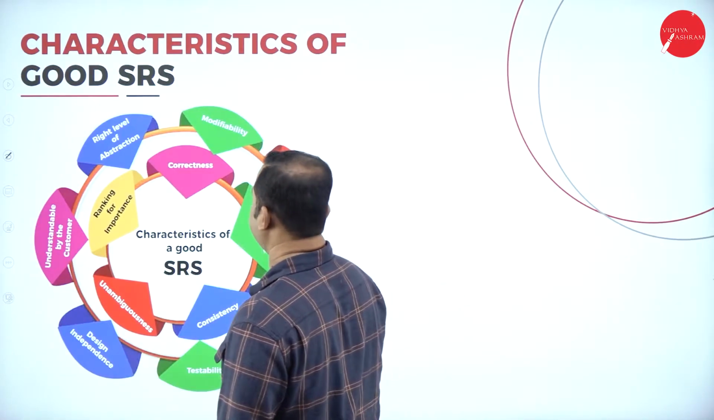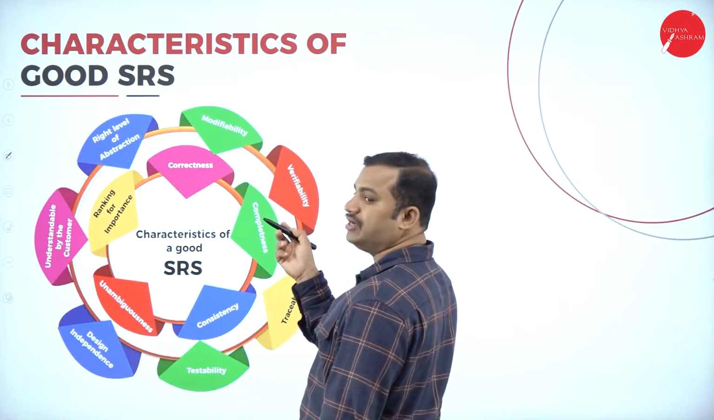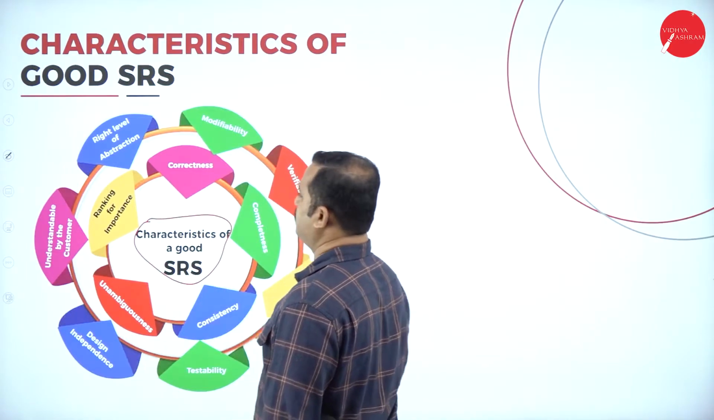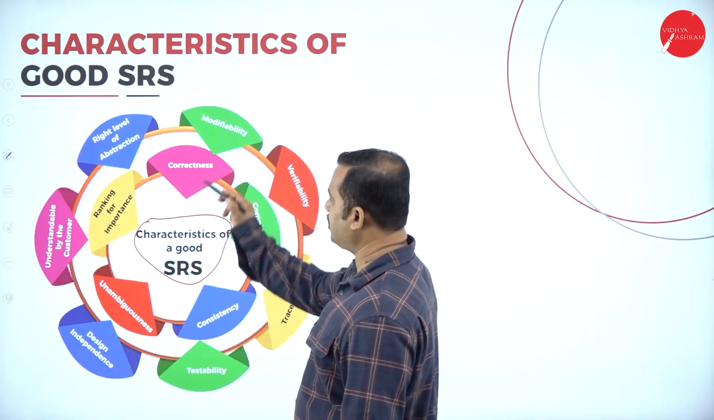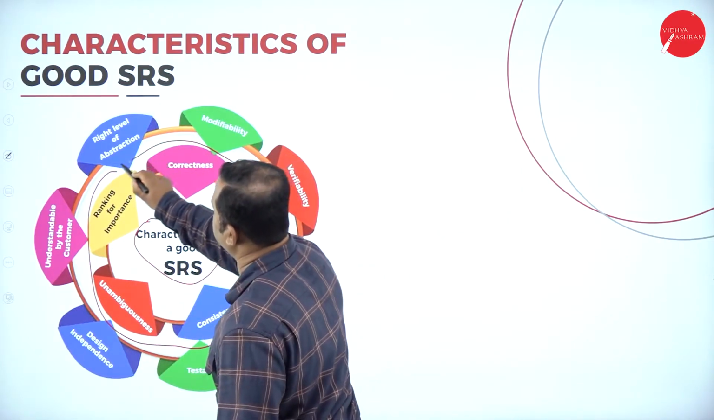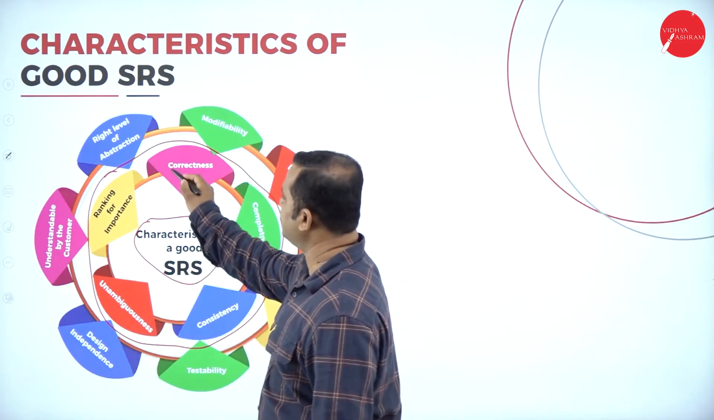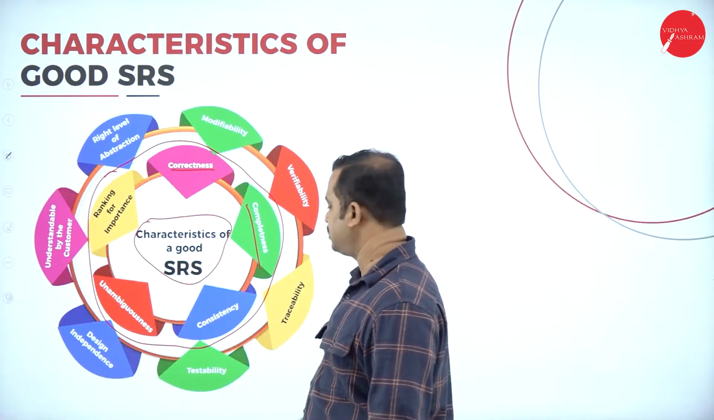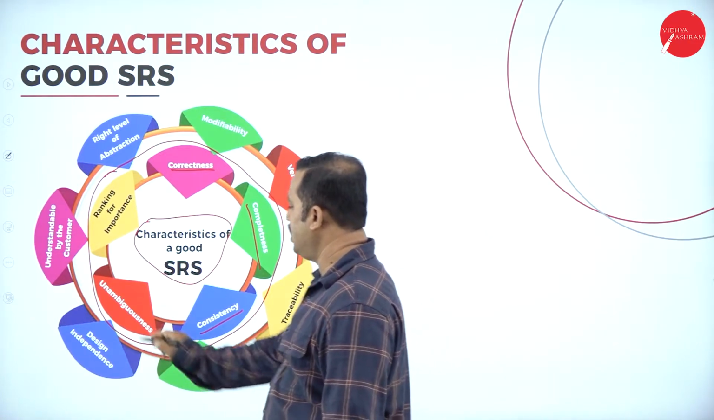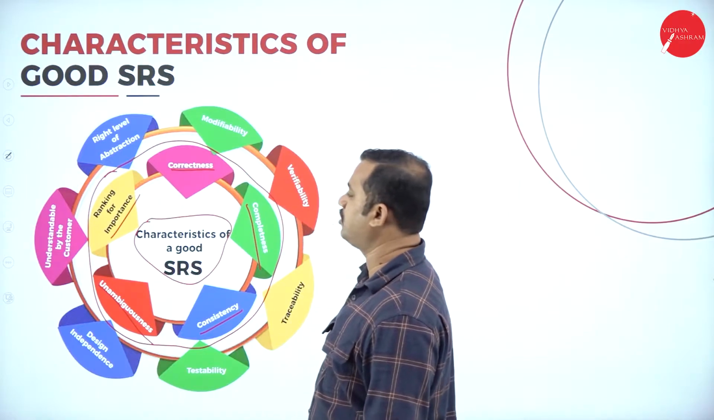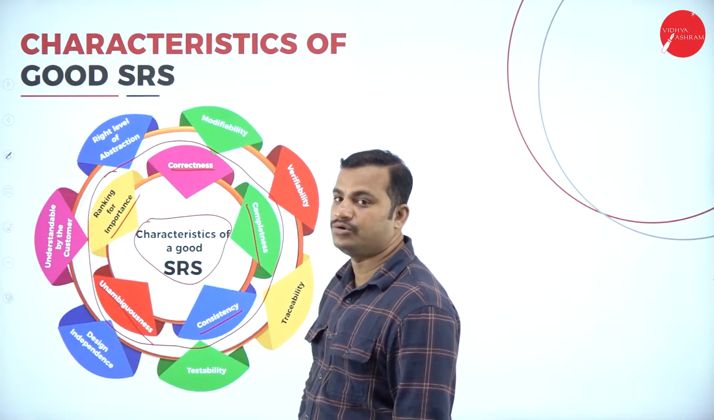So if you look at this picture, you will clearly understand which are the different characteristics of a good SRS. The first important thing, let me consider the thing which is there inside this first level of characteristic. Correctness is one of the important characteristics. Completeness is another important characteristic. Consistency, unambiguousness. I am not using the ambiguousness. It is unambiguousness. Ranking for importance.